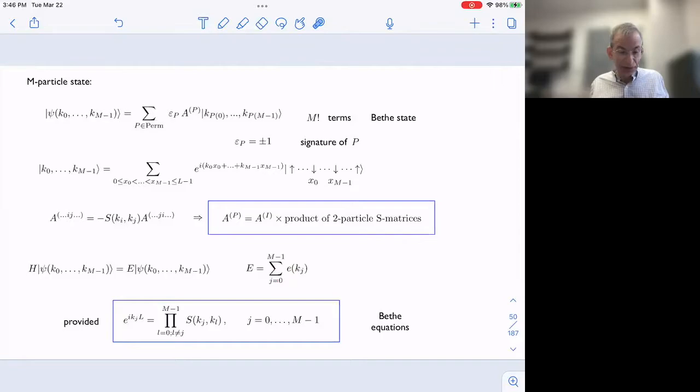So I'm sorry if that was a little fast, but I hope you get the idea. And this is an exact solution. There were no approximations that were made. And this is what Bethe found.